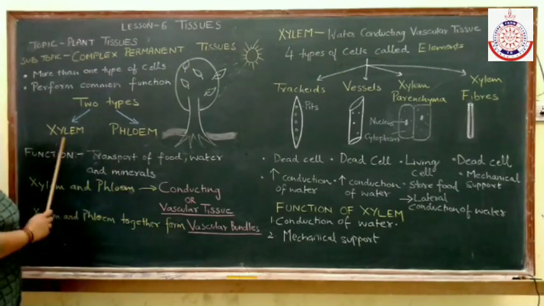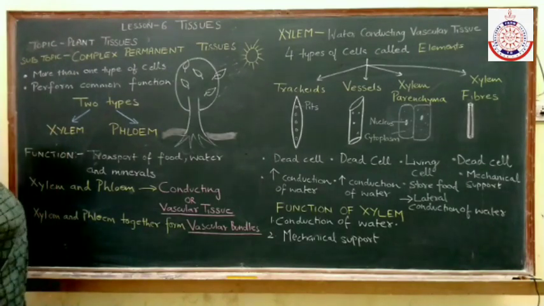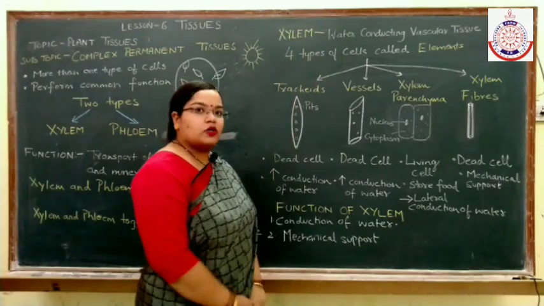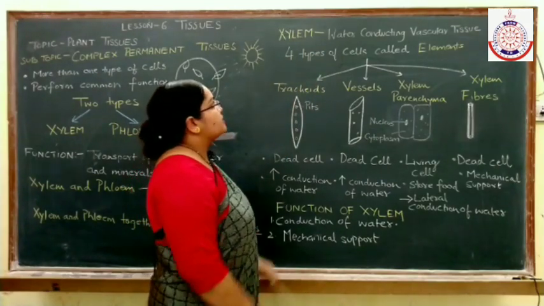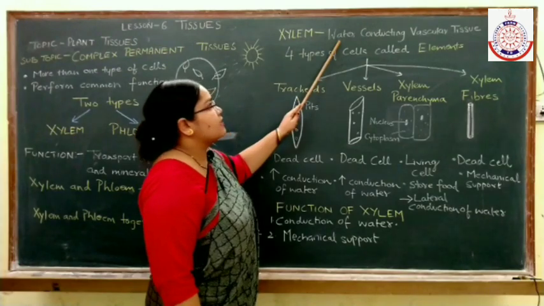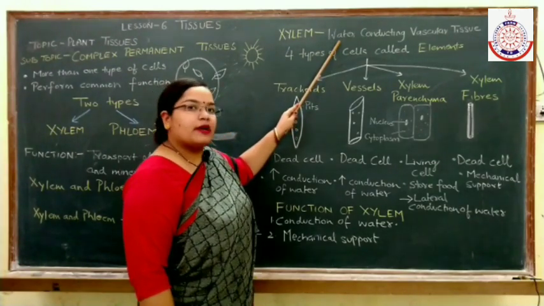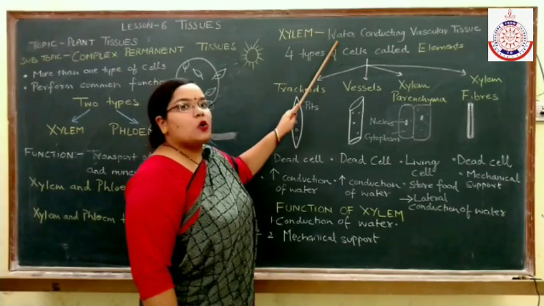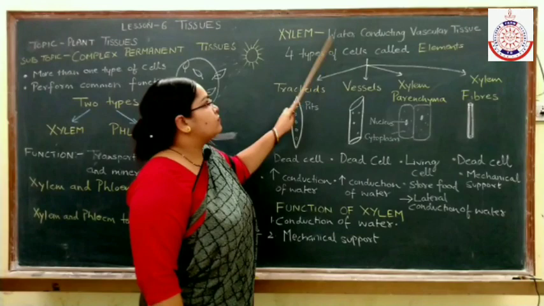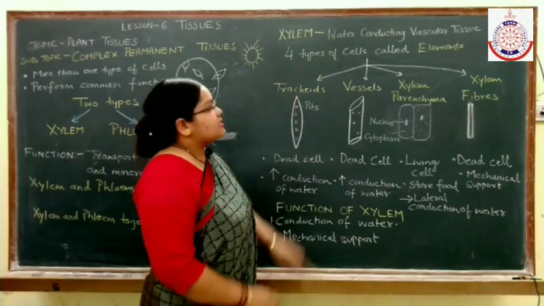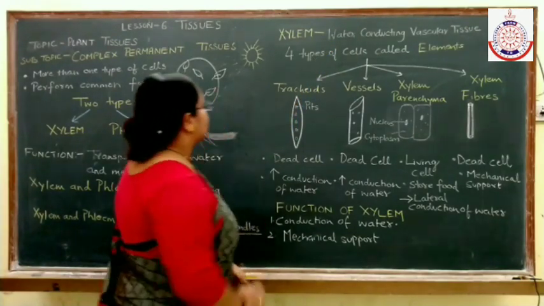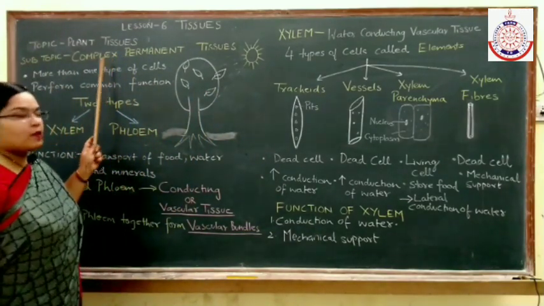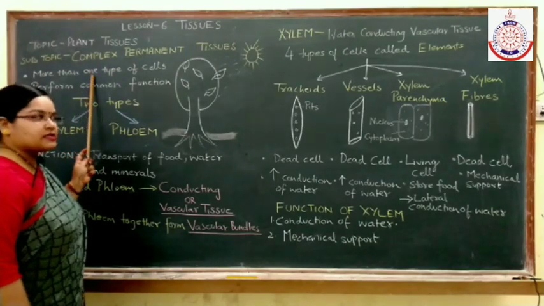First of all, we will study in detail about xylem. Xylem is a type of complex permanent tissue and it is a water conducting vascular tissue. What do you mean by water conducting vascular tissue? It means that xylem is responsible only for transport of water. And because xylem is a complex tissue, as we have discussed, complex permanent tissues are made up of more than one type of cell.